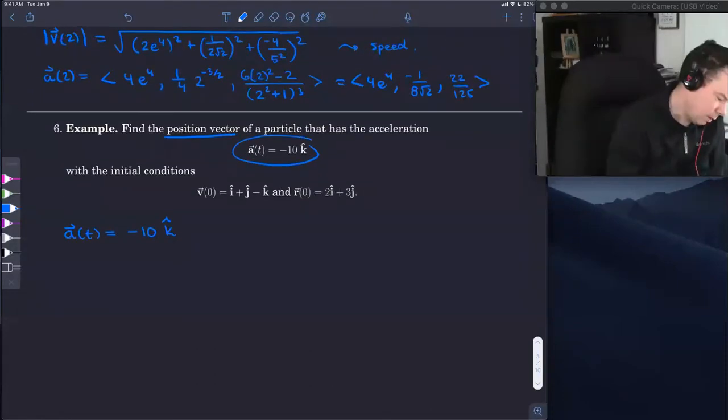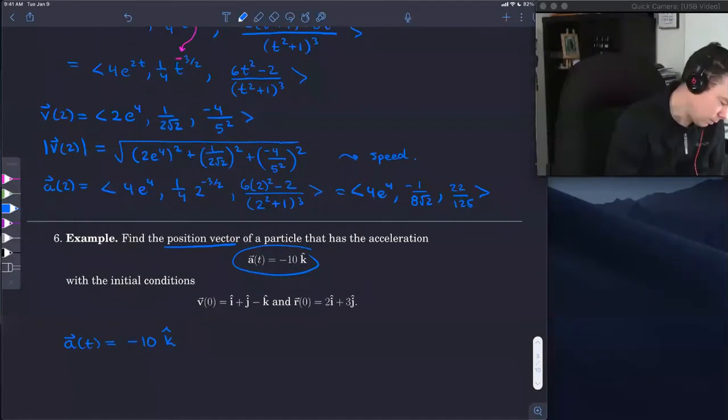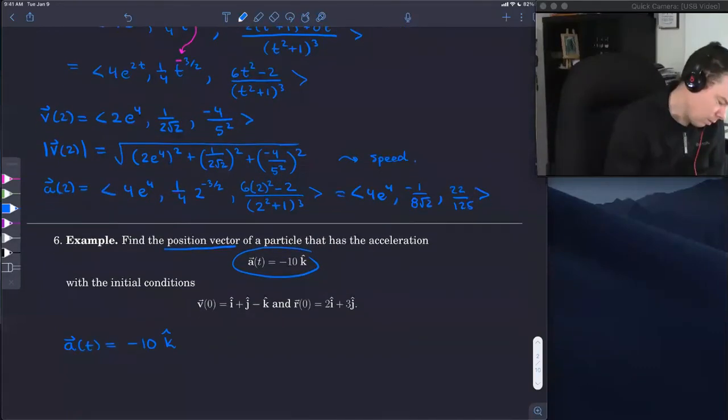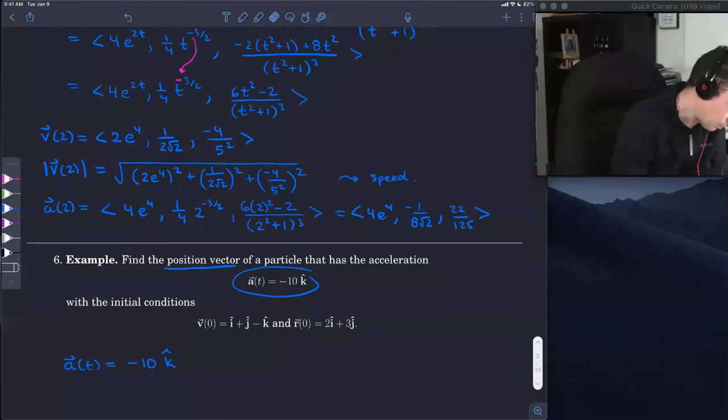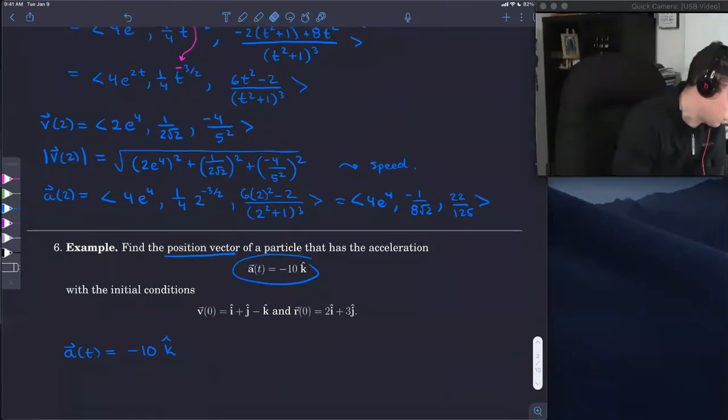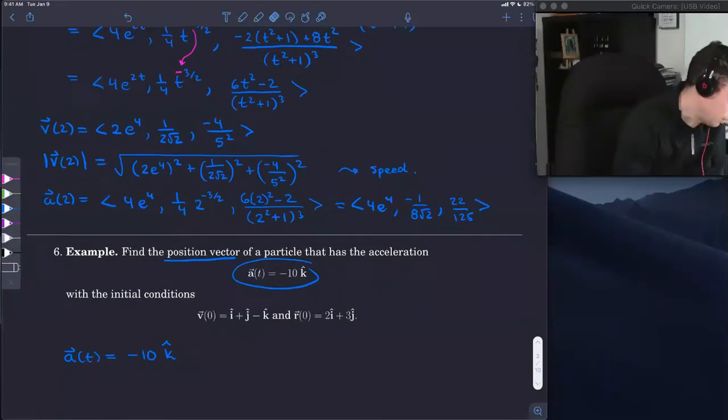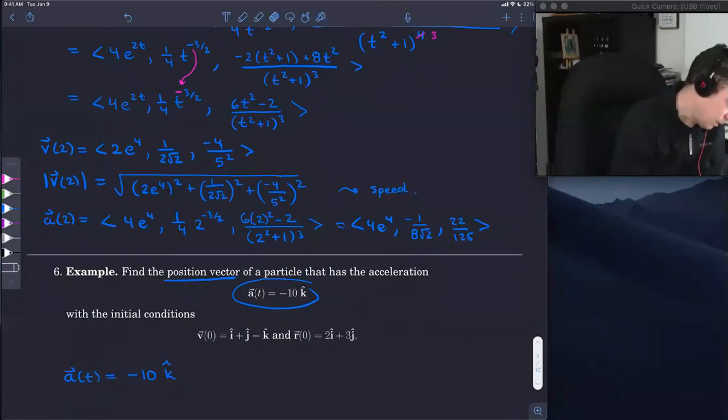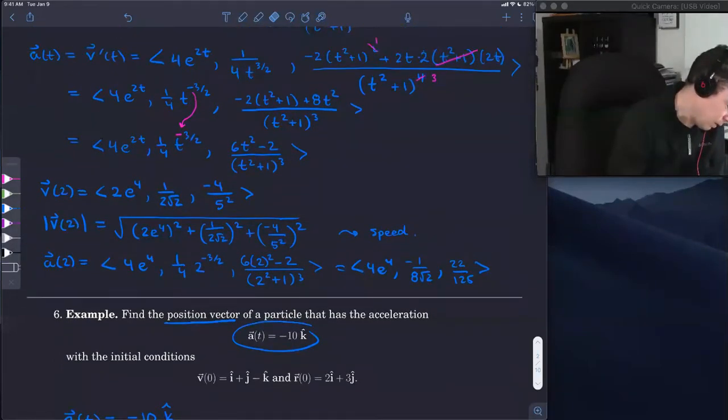Sorry, I'm just peeking at the comments here. Oh, yeah, for some reason a negative cropped in. Why did a negative crop into my final answer for acceleration? Did I miss a negative sign somewhere?